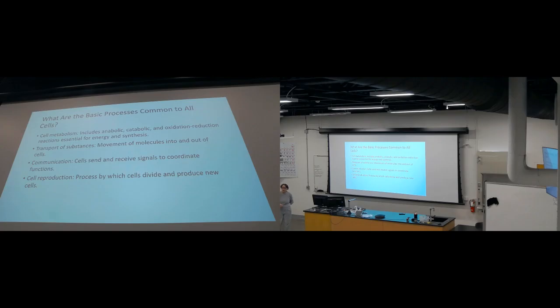And then communication. The cells send and receive signals that they use to coordinate their activities. And cells reproduce. Most of our cells undergo mitosis, and they make other cells. They use this to either create new tissues, to grow, or to repair. That's the function of mitosis.